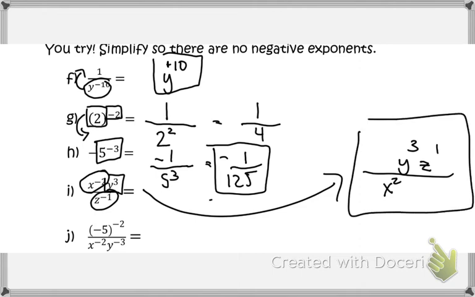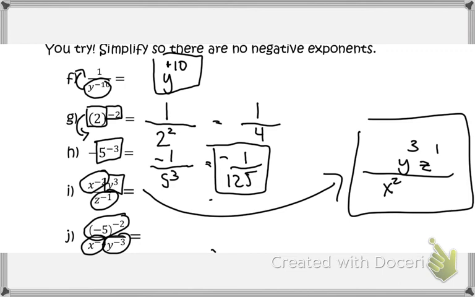All right, for j, ooh, this one's a toughie. For j, I have negative 5 to the power of negative 2 over x to the power of negative 2 times y to the power of negative 3. Both of these on the bottom. So which ones do I move? That is correct. Move everything. Move this, move this, move this. You want to move it.